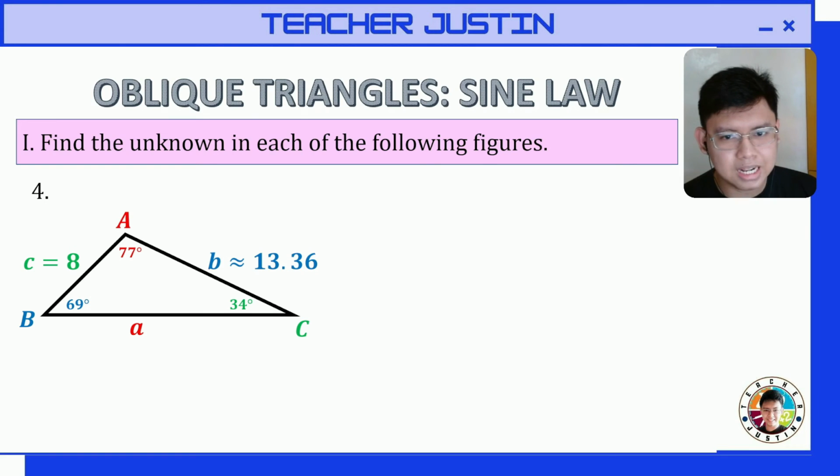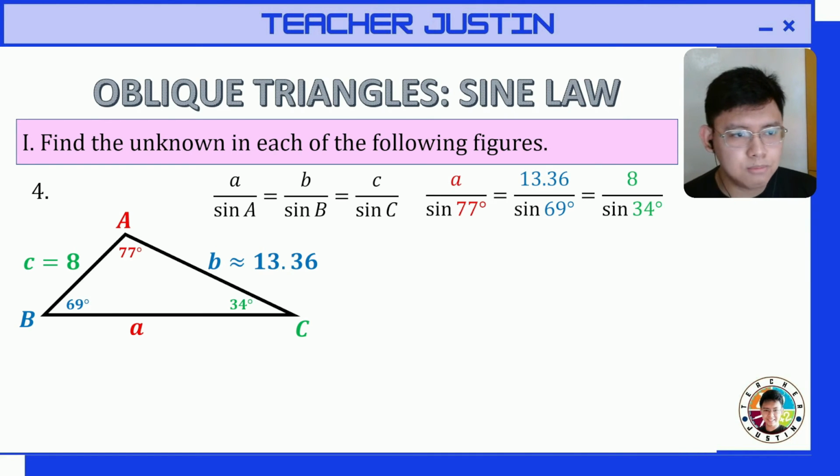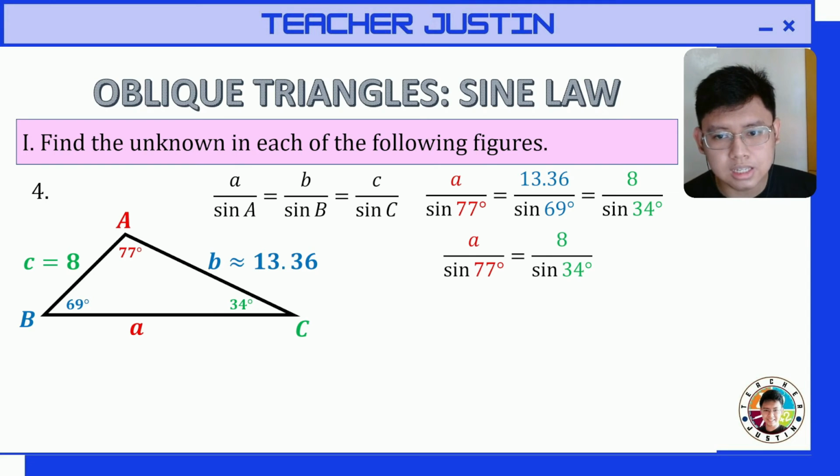So, palitan na natin. That will be side B. Now, yung ating formula will still be the sine law. And this time, kompleto na yung ating fraction B. Now, let's solve for the value of A naman. So, the side A will be, using the complete fraction 8 over sine 34 degrees, equate natin siya dun sa A over sine 77 degrees.